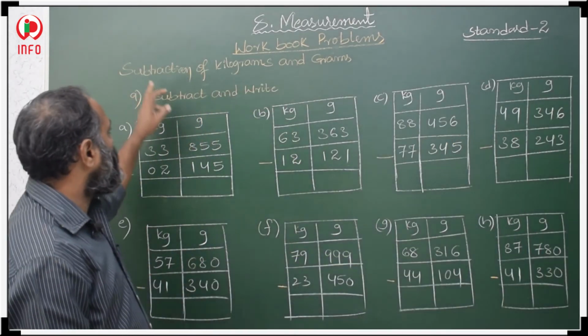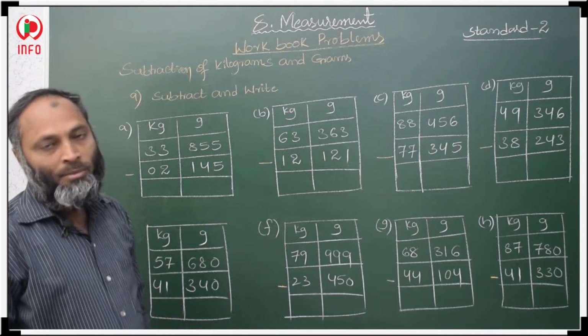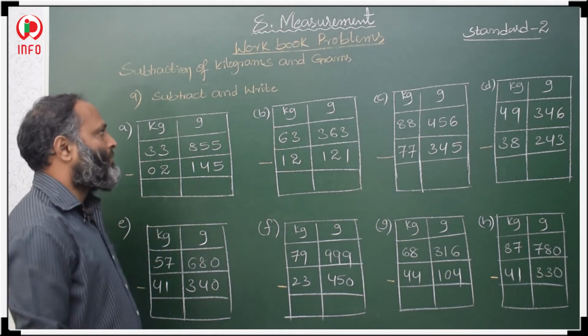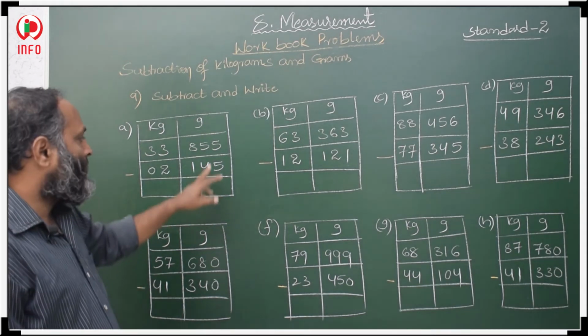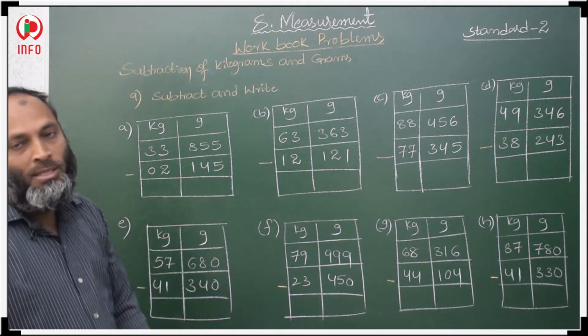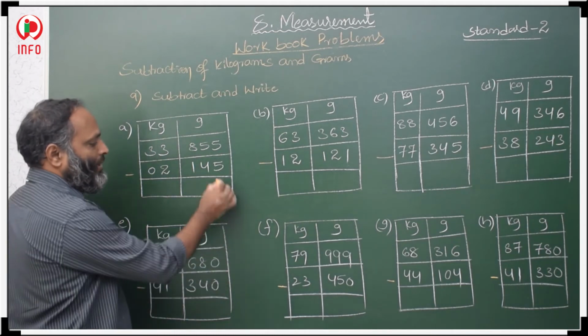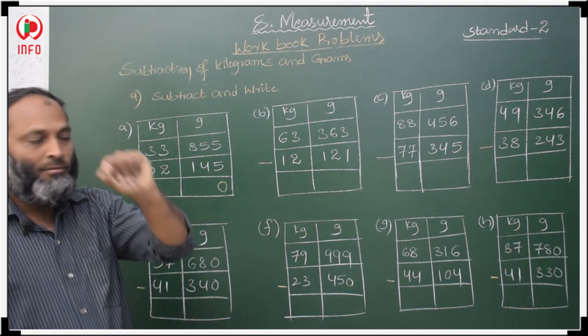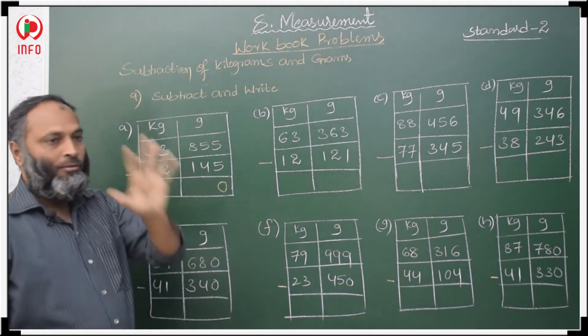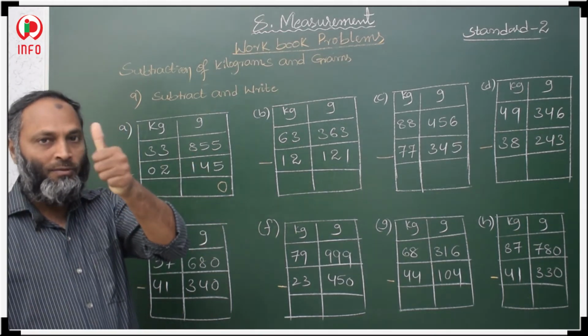Now next, subtraction of kilograms and grams. Kilograms and grams we have to subtract. First the smaller units we have to subtract, that is 5 minus 5. Same number minus same number is the difference 0. Then 5 minus 4 means 1.